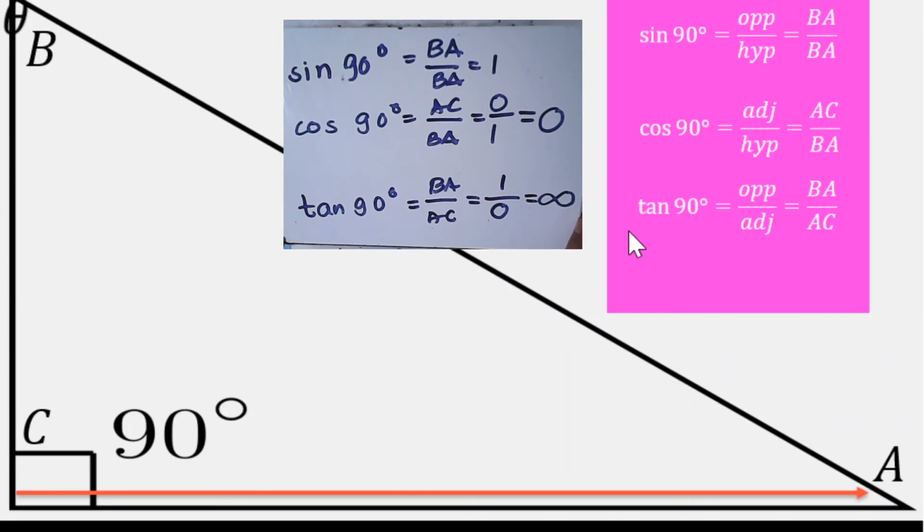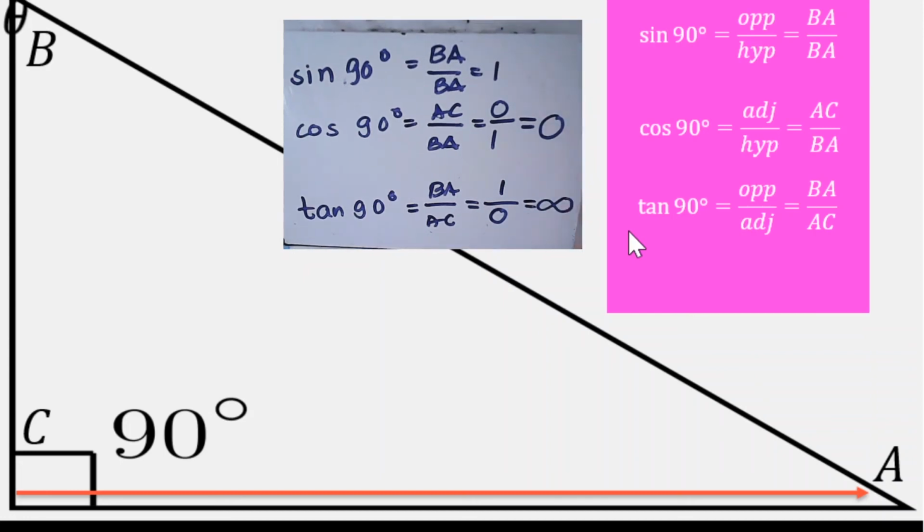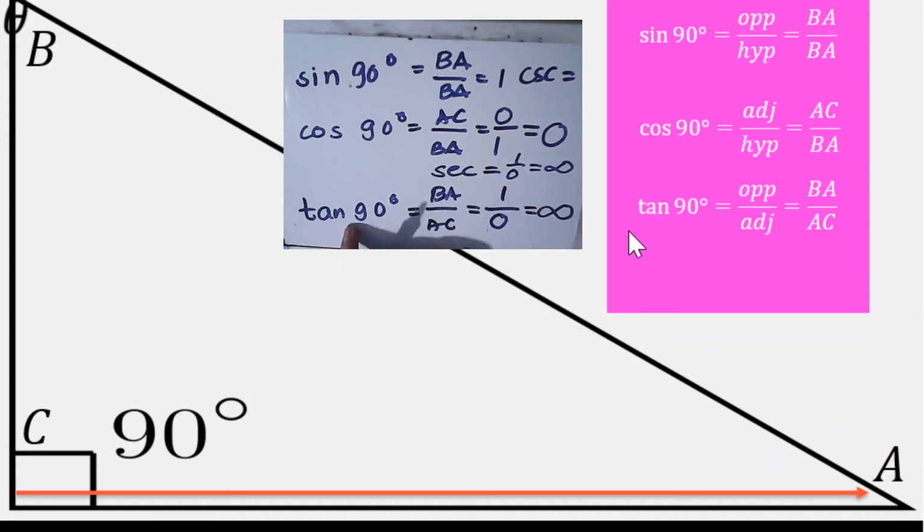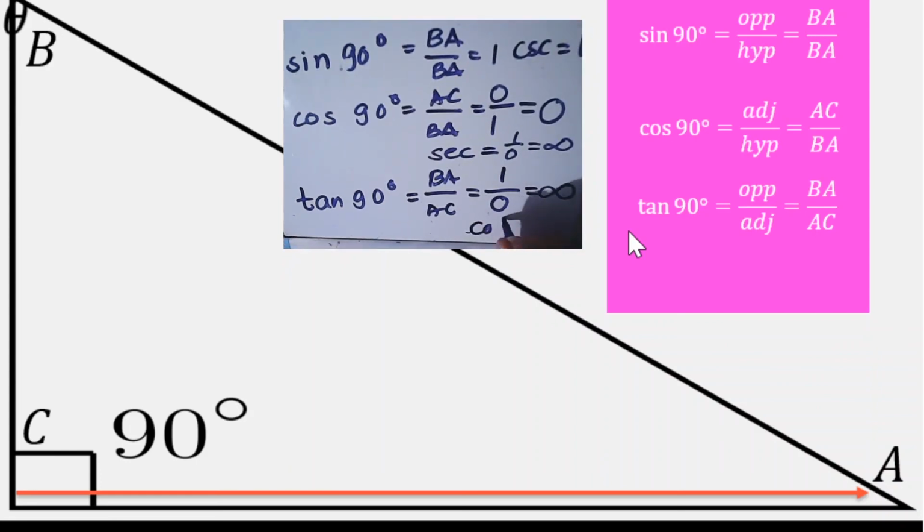Now, let us get the reciprocal ratios for 90 degrees. The reciprocal of sine is cosecant. And cosecant is hypotenuse over the opposite side, which is also 1. Now, secant 90 is hypotenuse over the adjacent side, so that will be 1 divided by 0, which also gives us the value that is undefined. Now, the reciprocal of tangent 90, which is cotangent 90, is equal to adjacent over opposite, so it's 0 divided by 1, which is 0.